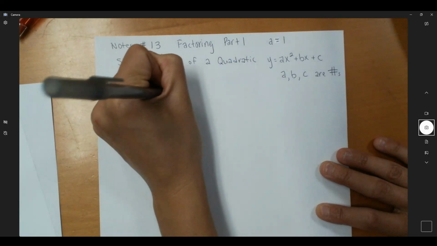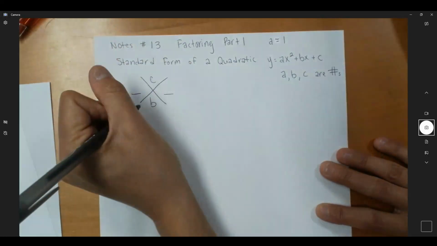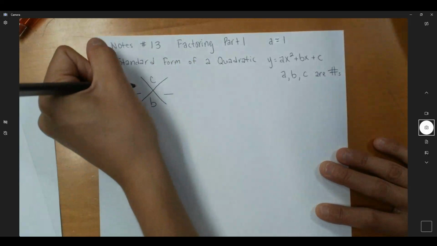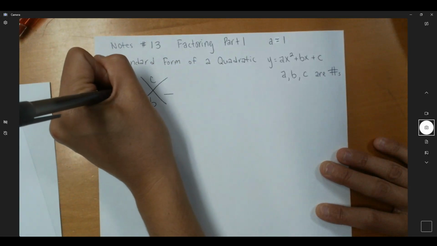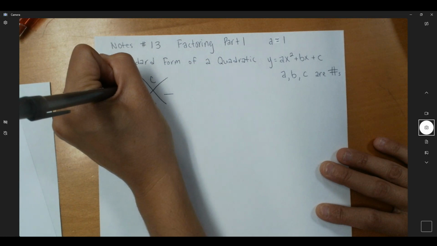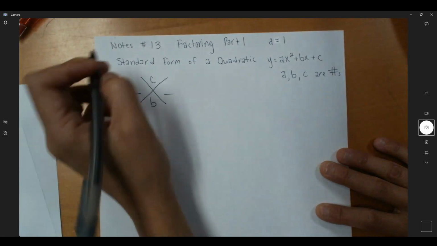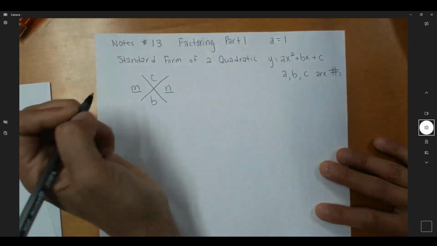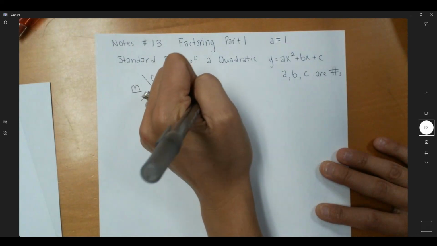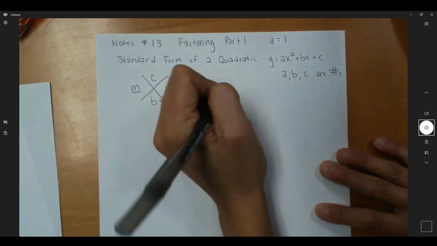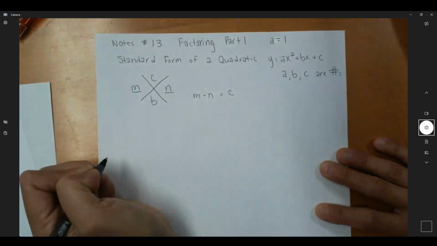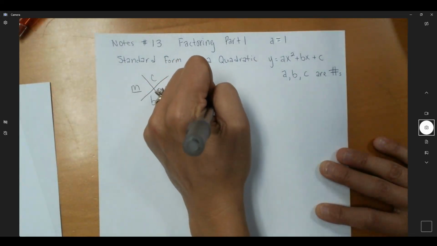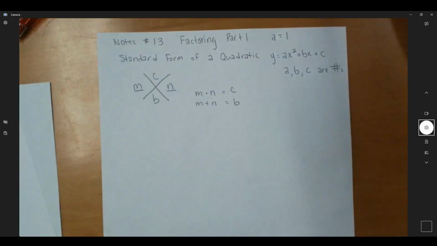So the things that would go here and here, let's give them, I'm trying to think what we could write here. We'll say M and N, okay? So M times N needs to equal C, and M plus N needs to equal B. So you need to find two numbers that multiply to be the top and add to be the bottom. So we're going to kind of just practice that first.